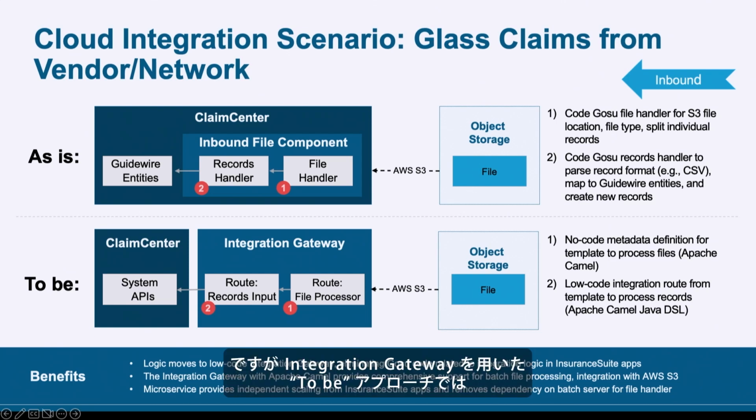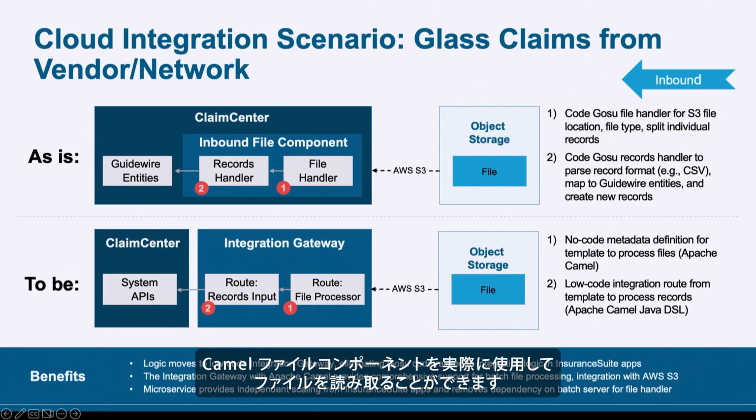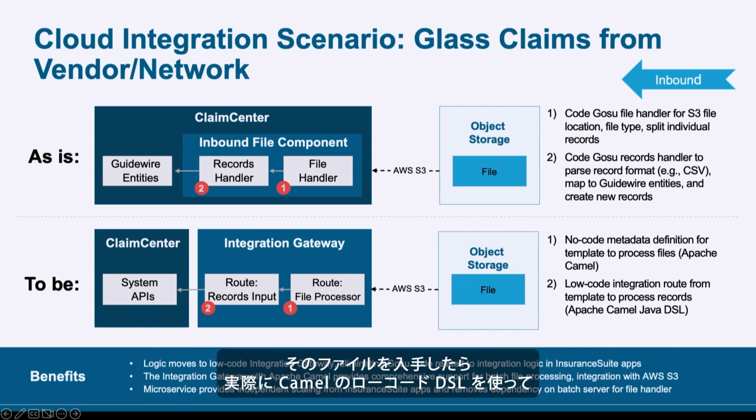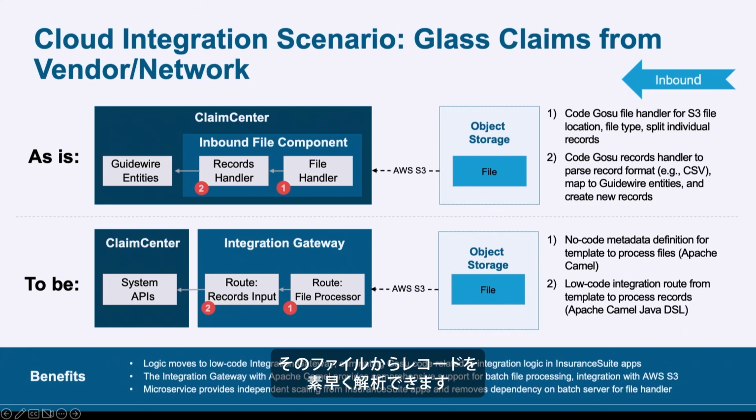In the integration gateway approach, you can see the benefits. One, you can use the Camel file component to read the files. That's almost no code. And then once you get that file, you can use the Camel low code DSL to quickly parse the records from that file.